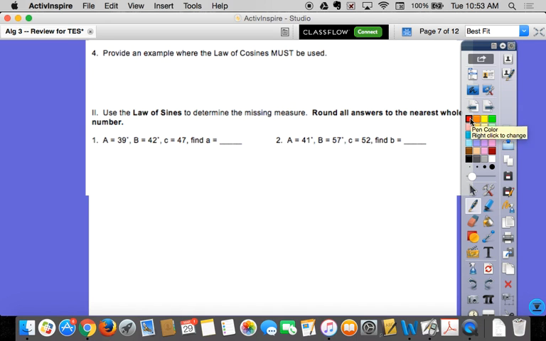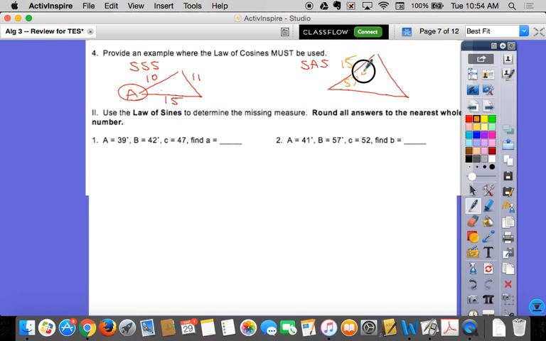It says, provide an example where the law of cosines must be used. Now, you've got two things. You can tell me that I give you three sides. You can do it that way, or you can actually make up an example. I'm just coming up with some numbers. That right there, where you're looking for A. I don't know. Or your side angle side. Maybe you've got 15 and this is 57 and this is 21. Those are the cases where law of cosines must be used.